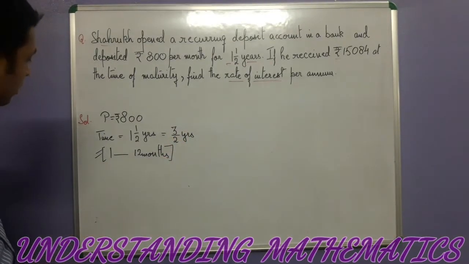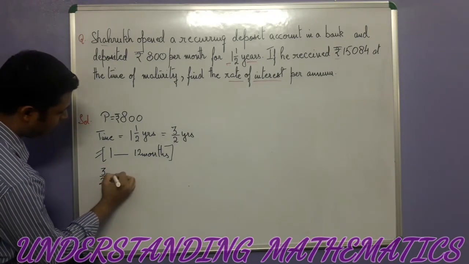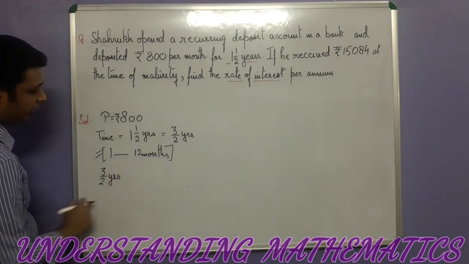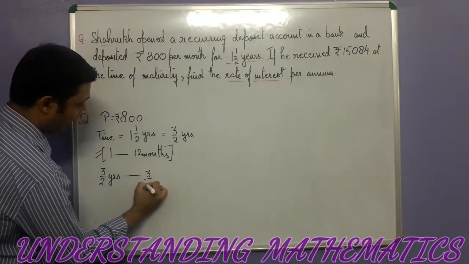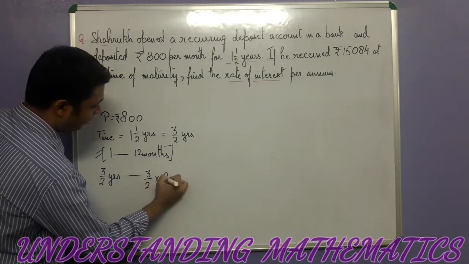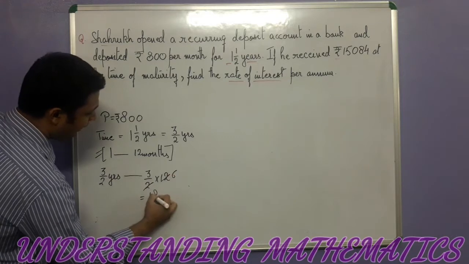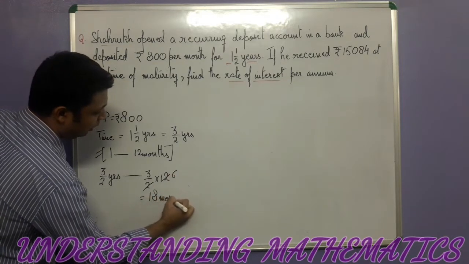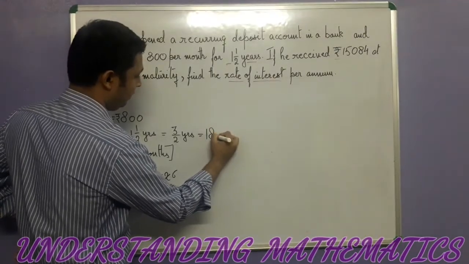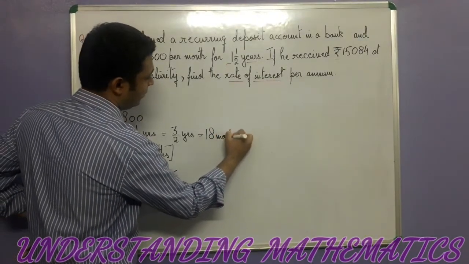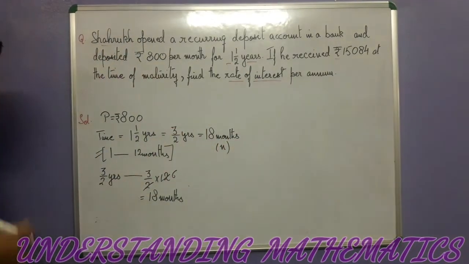We will get 3 by 2 years on the left hand side, and on the right hand side, let's see, what do we get? We get 3 by 2, and then it is multiplied by 12. So this will give us 6, and then we have 18 months. So this is how you will calculate the months. So this is nothing but 18 months. This is n in the question.